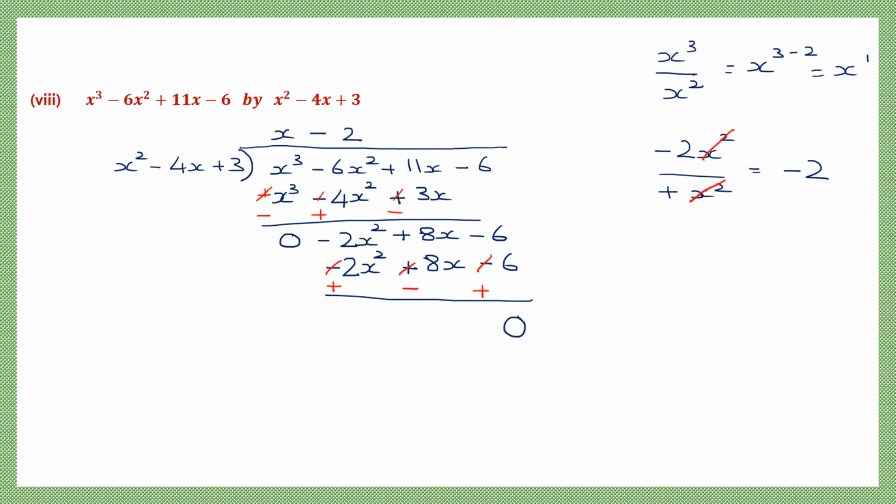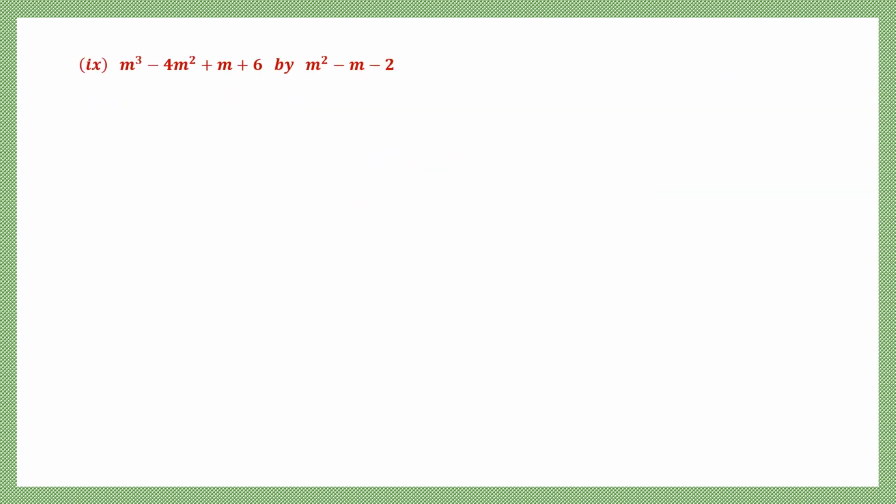So we have a minus on top, plus down. Similarly, here we have a plus 8x and minus 8x, which will become 0. Again, here we have minus 2x² plus 2x², which is 0. So we have finished with this, and our quotient is our answer. So what is the quotient? x minus 2. The quotient is x minus 2.